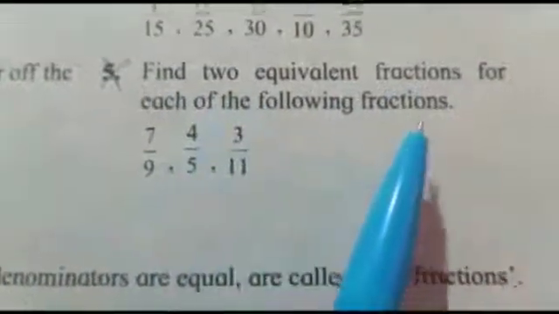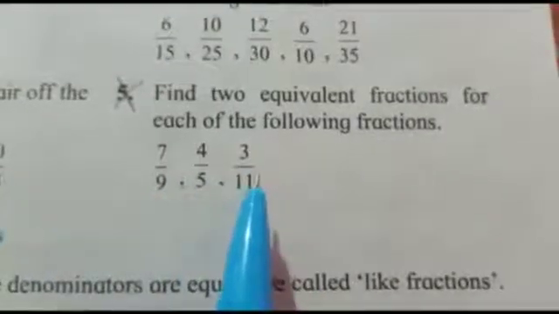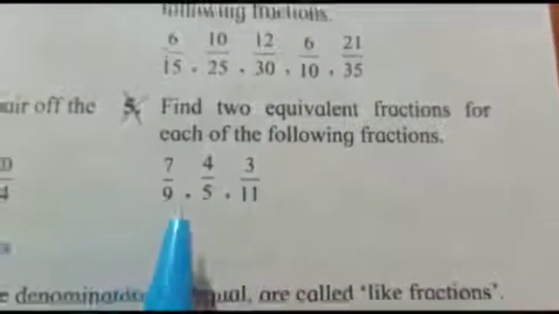Here, students, question number 5: find 2 equivalent fractions for each of the following fractions. You have to do the multiplication here, and you have to find out the equivalent fractions. Suppose 7 upon 9, so 7 multiplied by 2 and 9 multiplied by 2, so that is 14 upon 18. And then again you can do it with 5 also. You can do it with various numbers, and you just have to find the equivalent fractions for each of the following fractions.